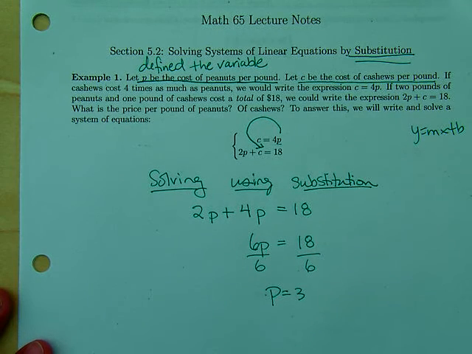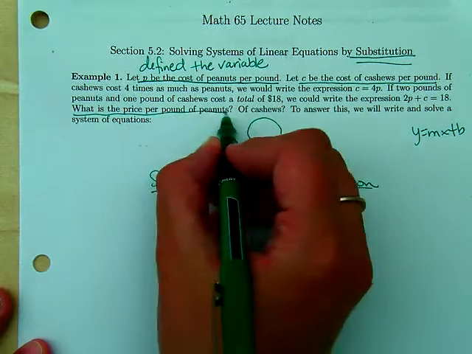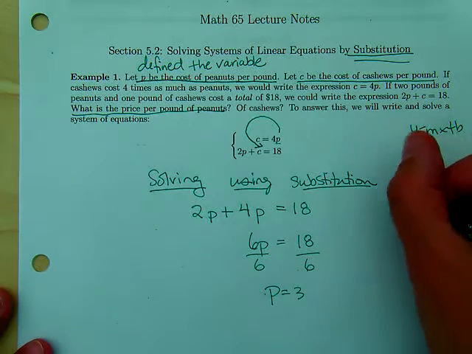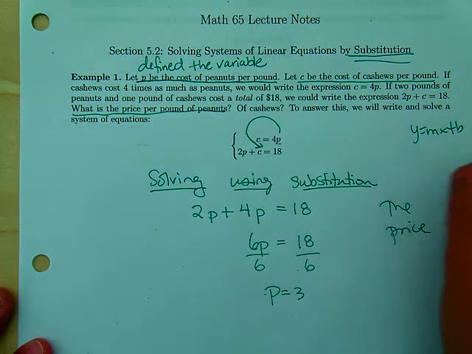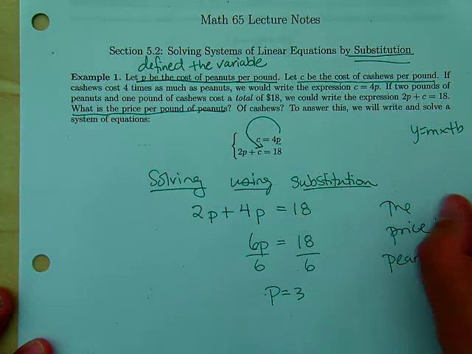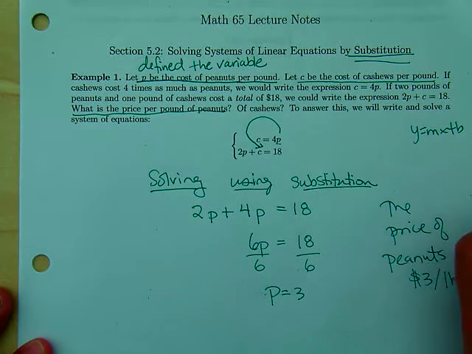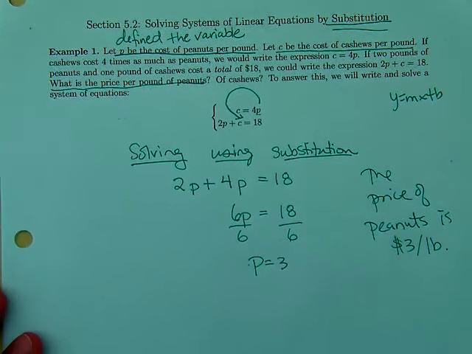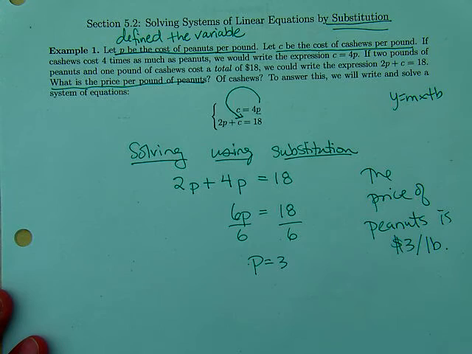So what does that mean, P equals 3? Oh yeah, because now that I know P, I could find C. And I like how some of you were already starting to translate. What is the price of peanuts is the question. So the price of peanuts is $3 per pound. And now I want to find out what the price of cashews is.